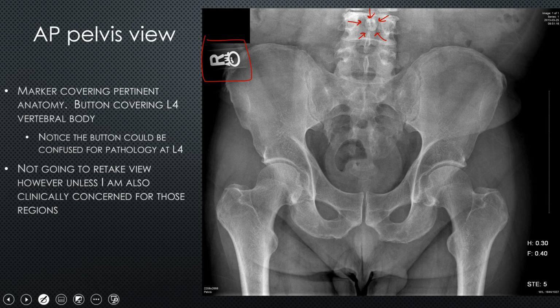Just to make sure, again, proper gowning of the patient and proper placement of your markers are very important. When placing markers, I would suggest putting them in any of the extreme corners if you can, just to ensure that I do see the marker, but it's not in any way obscuring any anatomy.